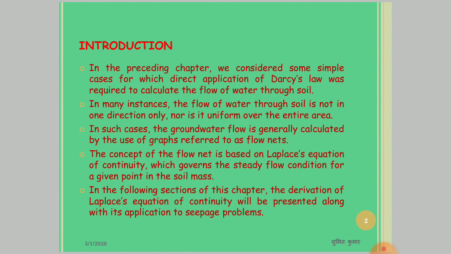In the preceding chapter, which was Principle of Effective Stress, we considered some simple cases for which direct application of Darcy's law was required to calculate the flow of water through soil. In many instances, the flow of water through soil is not in one direction only, nor is it uniform over the entire area. In such cases, the groundwater flow is generally calculated by the use of graphs, which are known as flow nets. The concept of the flow net is based on the Laplace equation of continuity, which governs the steady flow condition for a given point in the soil mass.